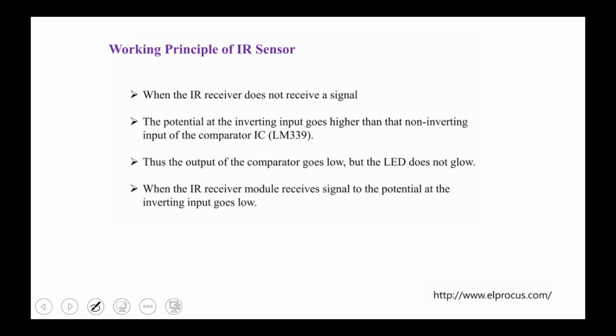So this is the working principle. When the IR sensor does not receive the signal, the potential at the inverting input goes higher than the non-inverting input of the comparator. So you use the comparator IC that compares the signals of the input and output. If you receive the signal, it means you give more signal on the non-inverting input. Then if the non-inverting input is more, your door will be open, otherwise it should be closed in the coding.